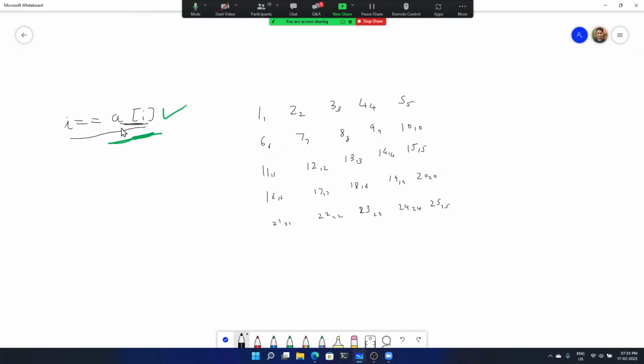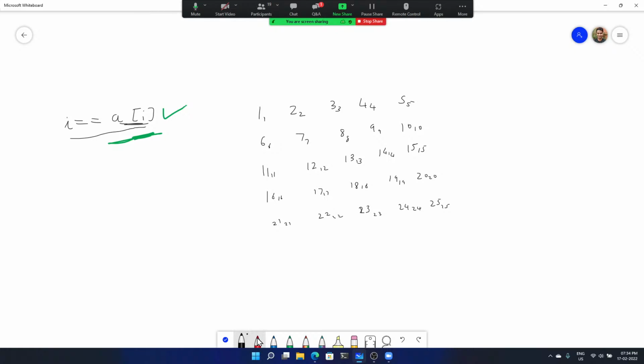And we say that if a of i is equal to i, then i is prime. So if this condition holds true, then i is prime. So now let's start building our sieve, do the pre-processing.